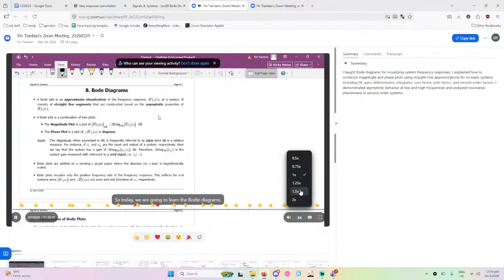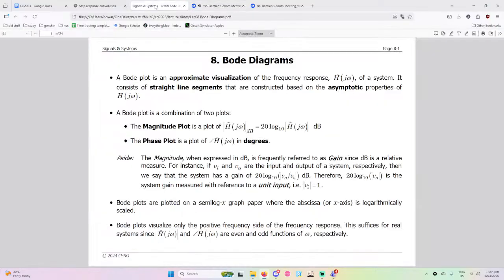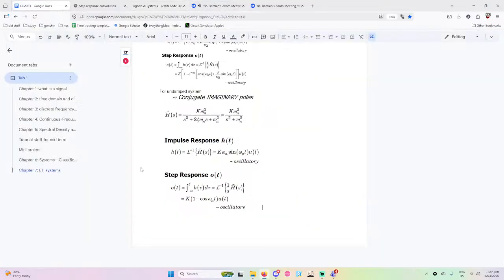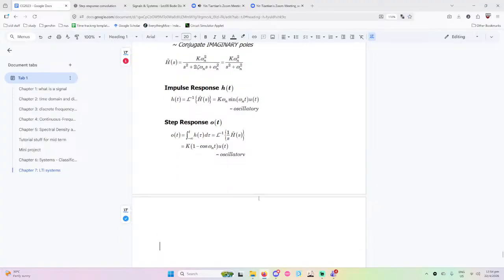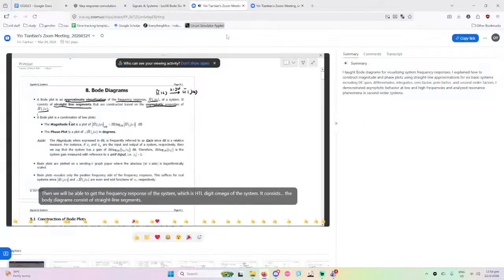So today we are going to learn the Bode diagrams. A Bode plot is an approximate visualization of the frequency response, H(jω), of a system. So how can we get H(jω)? Once we have the transfer function of the system, which is denoted by H(s), then we can replace s by jω, and we will be able to get the frequency response of the system, which is H(jω).